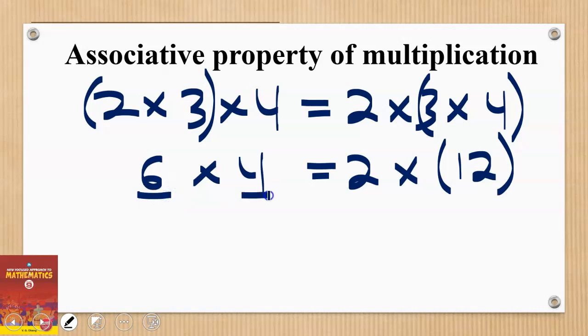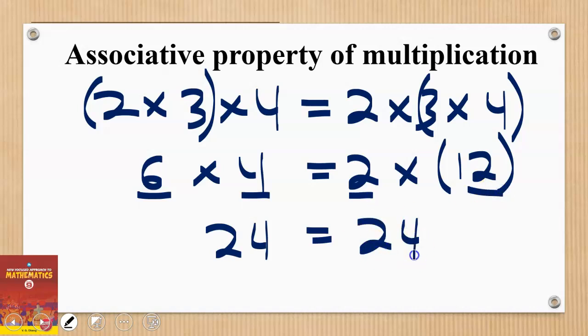6 times 4, I know is 24. 2 times 12, I know is 24. And so since the left-hand side is equal to the right-hand side, we'll say multiplication is associative.